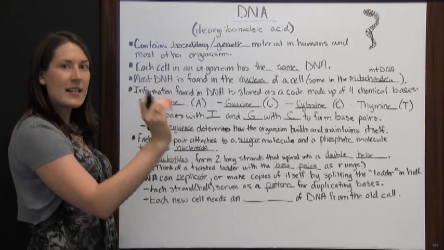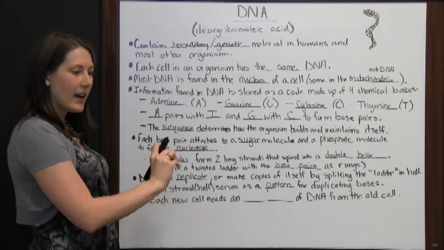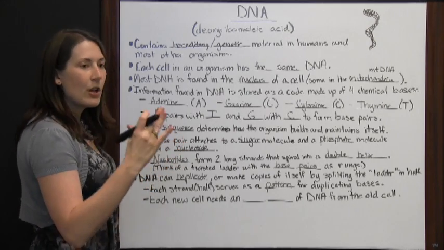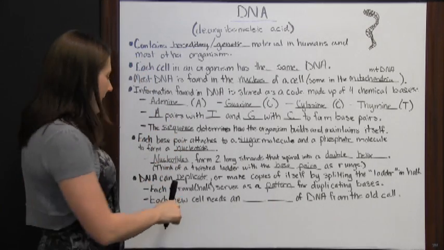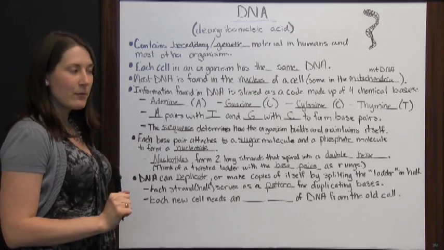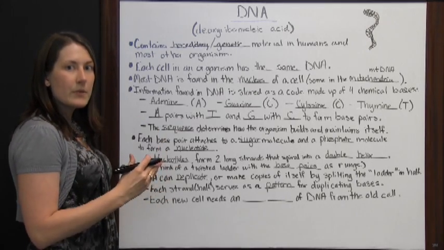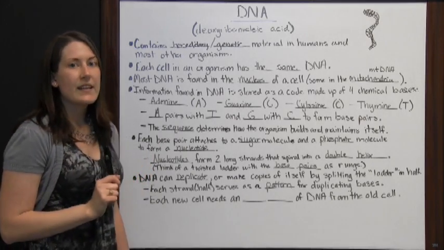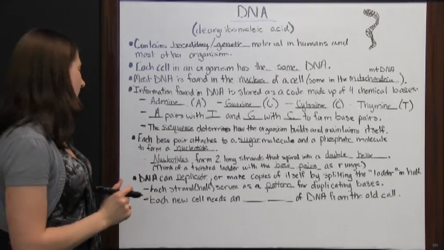If I have adenine, I need to add thymine to the other side. If I've got cytosine, I need to add guanine to the other side. So the cell will know, based on that half, that strand that it gets from DNA, how to make a complete DNA molecule and be able to form that double helix and complete the DNA strand.